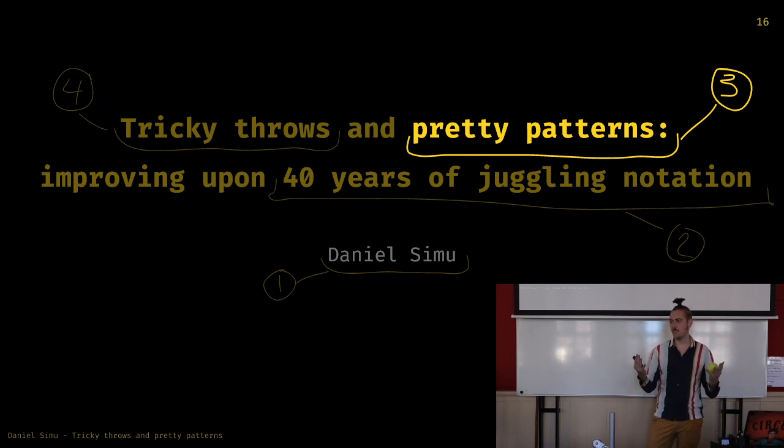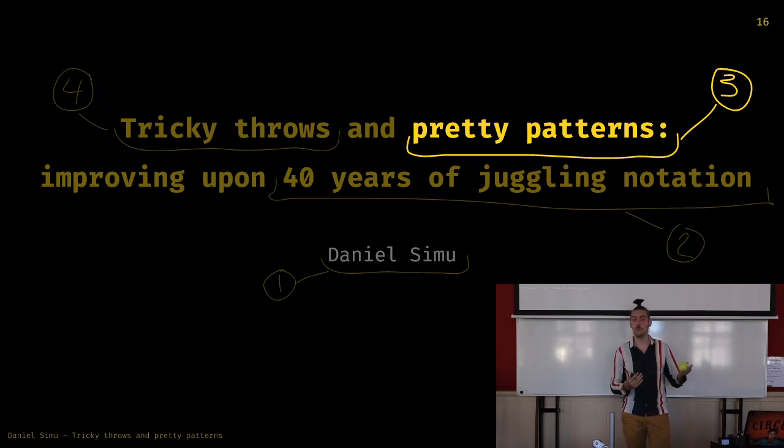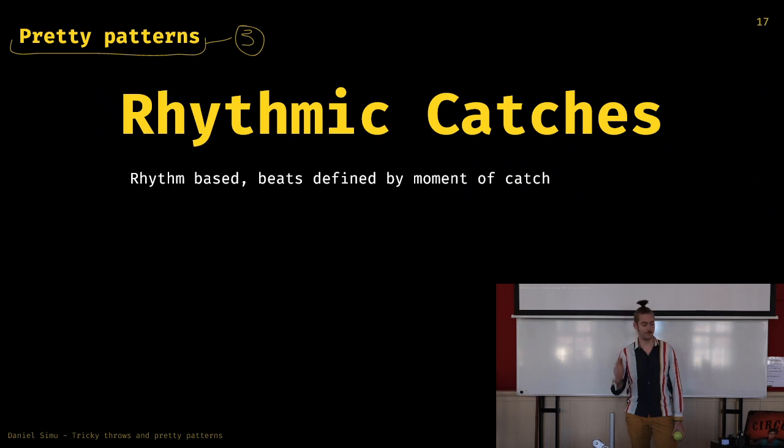My ideas about this notation system evolved into two separate notation systems that can be combined to describe juggling in total. One system to be able to describe tricky throws, and one system to be able to describe pretty patterns. And I would like to discuss the pretty patterns first. My notation system to describe patterns is called Rhythmic Catches.